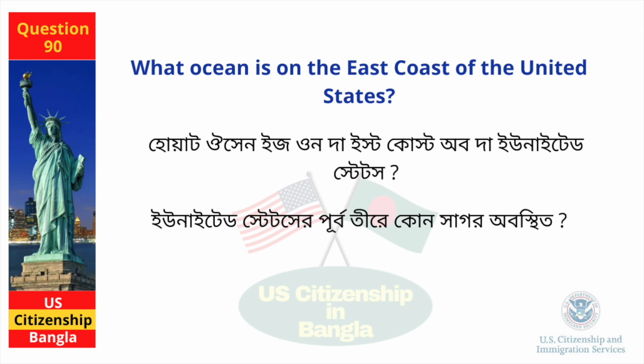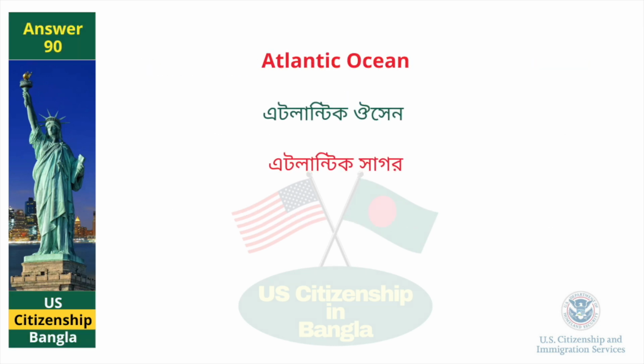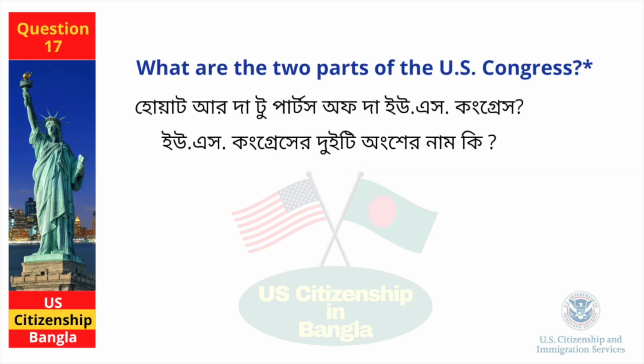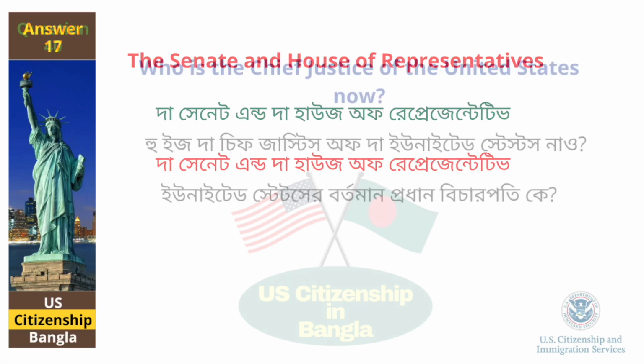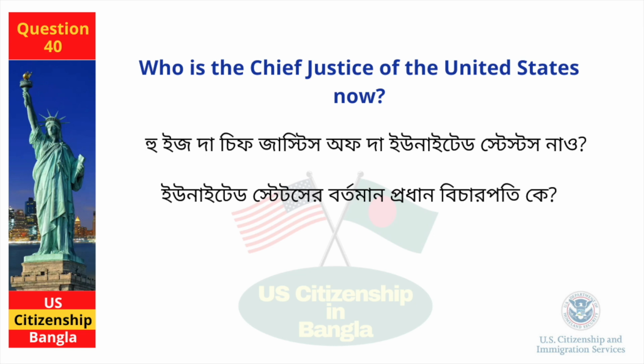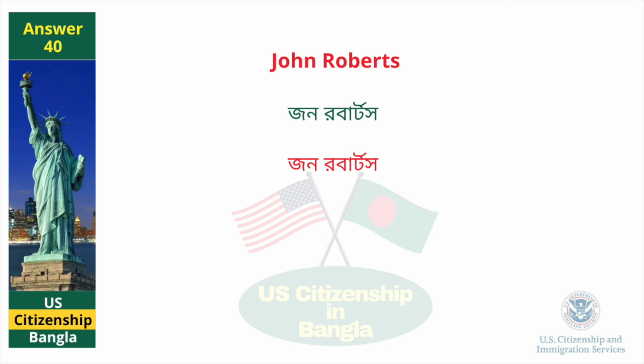What ocean is on the east coast of the United States? Atlantic Ocean. What are the two parts of the US Congress? The Senate and House of Representatives. Who is the Chief Justice of the United States now? John Roberts.